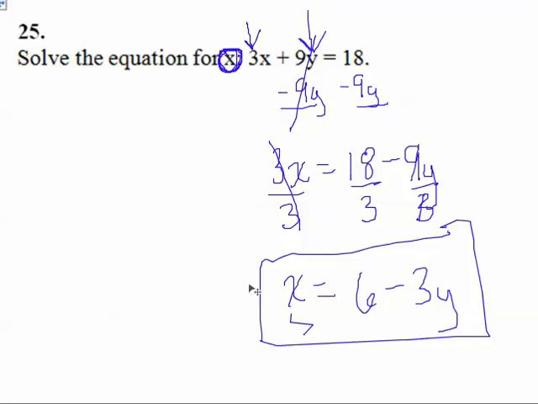Whoops, sorry. I have solved for x, gotten x by itself. I've solved for x in terms of y. I didn't solve for x with a number, but I solved for x if I know y. So we say solved for x in terms of y.